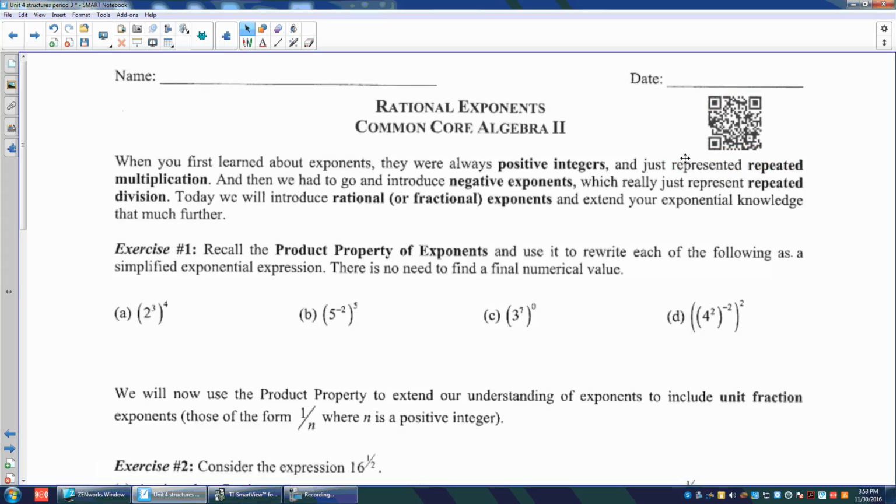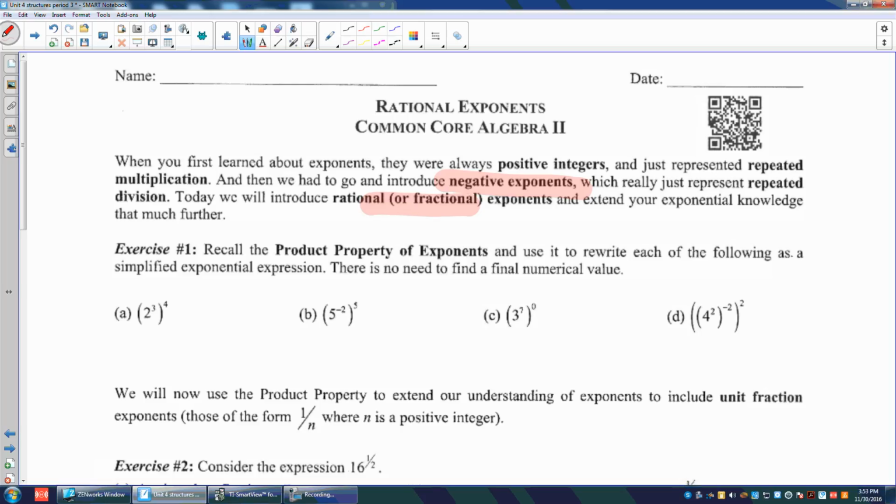So what we're going to be talking about is rational exponents. When you first learned about exponents, they were always positive integers, like 5 squared, 6 squared, 7 squared, 2 cubed, and they just represent repeated multiplication. And then we had to go on and introduce negative exponents. That just means bring it to the opposite side of the fraction bar and then do what the exponent said. So today, we'll introduce a rational or fractional exponent. That's where the exponent is a fraction, not the base, like with the negative exponent, but where the exponent itself is a fraction.